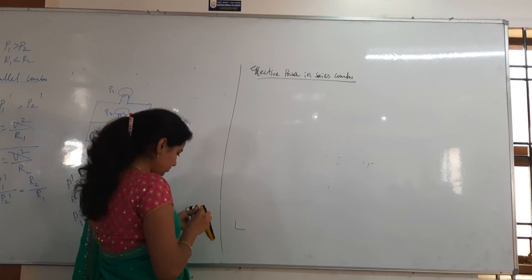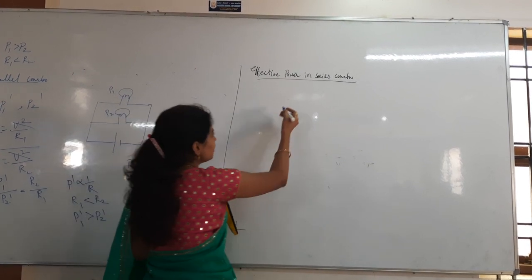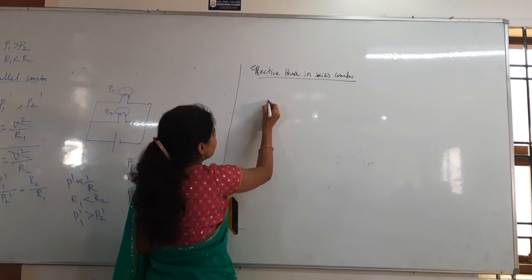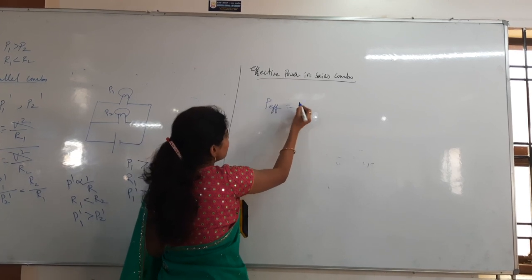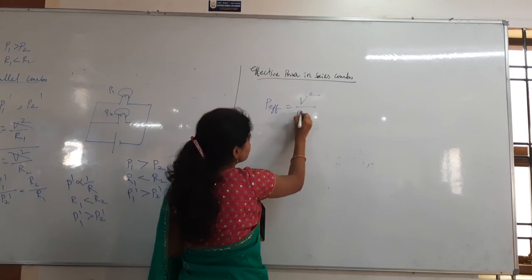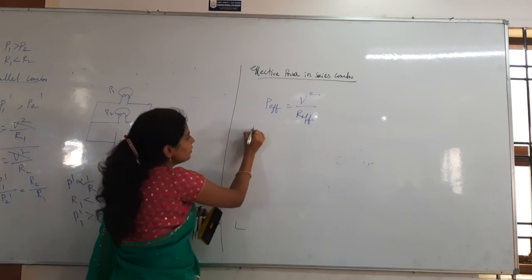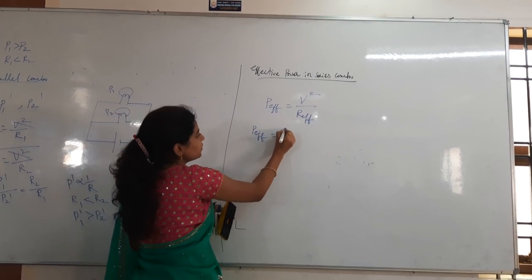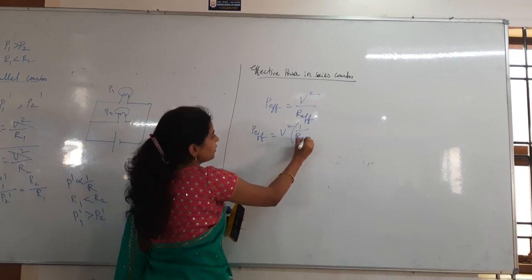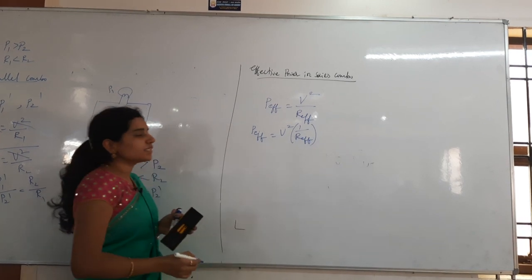So here I said that P effective is equal to, again what is the formula? Automatically potential is same, V square by R effective. Then P effective is equal to V square into what can I write? 1 by R effective.